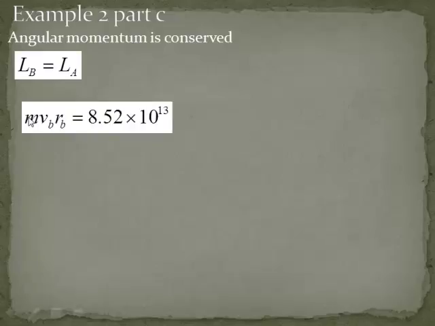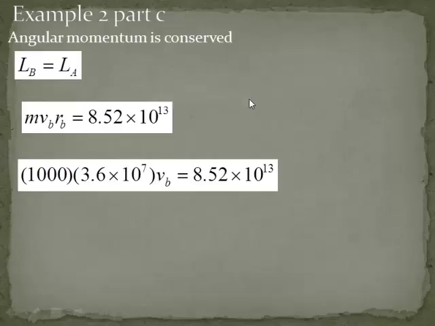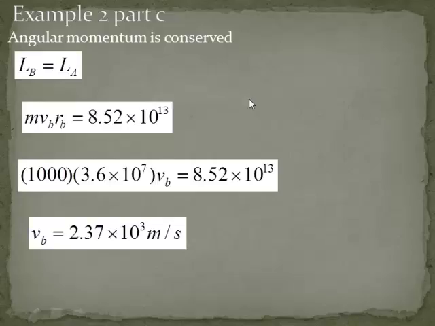So the angular momentum at point B is m v_B r_B, and that's equal to 8.52 times 10 to the 13. We know that the mass of the spacecraft is 1,000, and we're given the distance of the spacecraft at point B, how far it is from the Earth's center. So we just plug in those numbers and solve for v_B, and we get that the speed of the spacecraft at point B is 2.37 times 10 to the third meters per second.